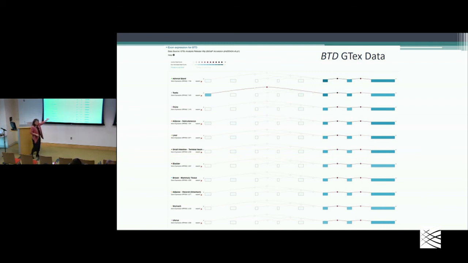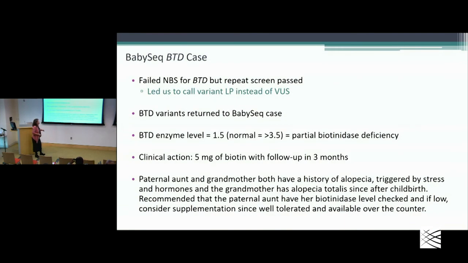So that's an example of being very careful about assuming the effect of what looks to be a canonical splice site variant, because it may disrupt this, but based on this data, losing that may not be a big deal, particularly given that it's only expressed in testis.